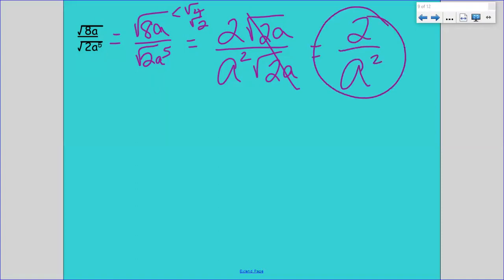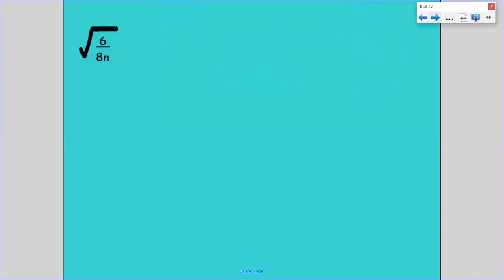Can I pull out any perfect squares? No. Are there any square roots in the denominator? No. So I'm done. Okay? That would be a shortcut for ones like this. All right, let's take a look at this one.